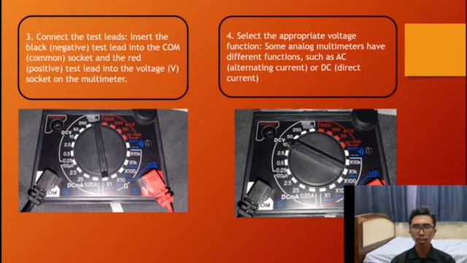Next, select the appropriate voltage function. Some analog multimeters have different functions such as AC, which is alternating current, or DC, which is direct current.